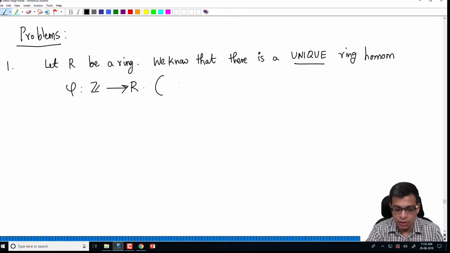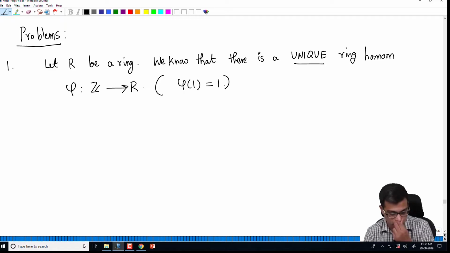Remember that phi of 1 must be 1. For us, a ring homomorphism by definition sends the multiplicative identity to the multiplicative identity. And once you insist on that, there is exactly one ring homomorphism, right? Because once you know that 1 has to go to 1, 2 has to go to 2, minus 2 has to go to minus 2, minus 1 has to go to minus 1, and so on. So that we have discussed earlier.